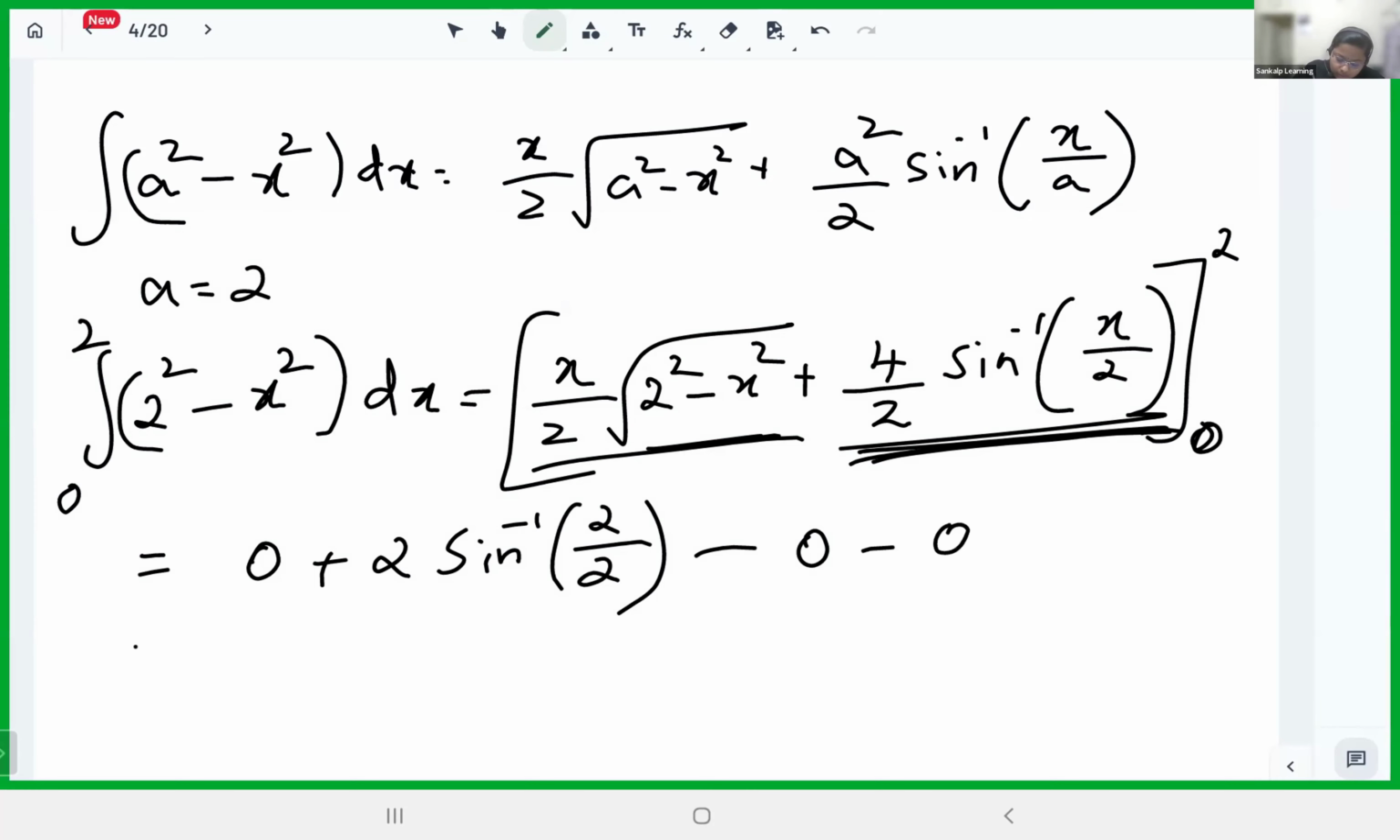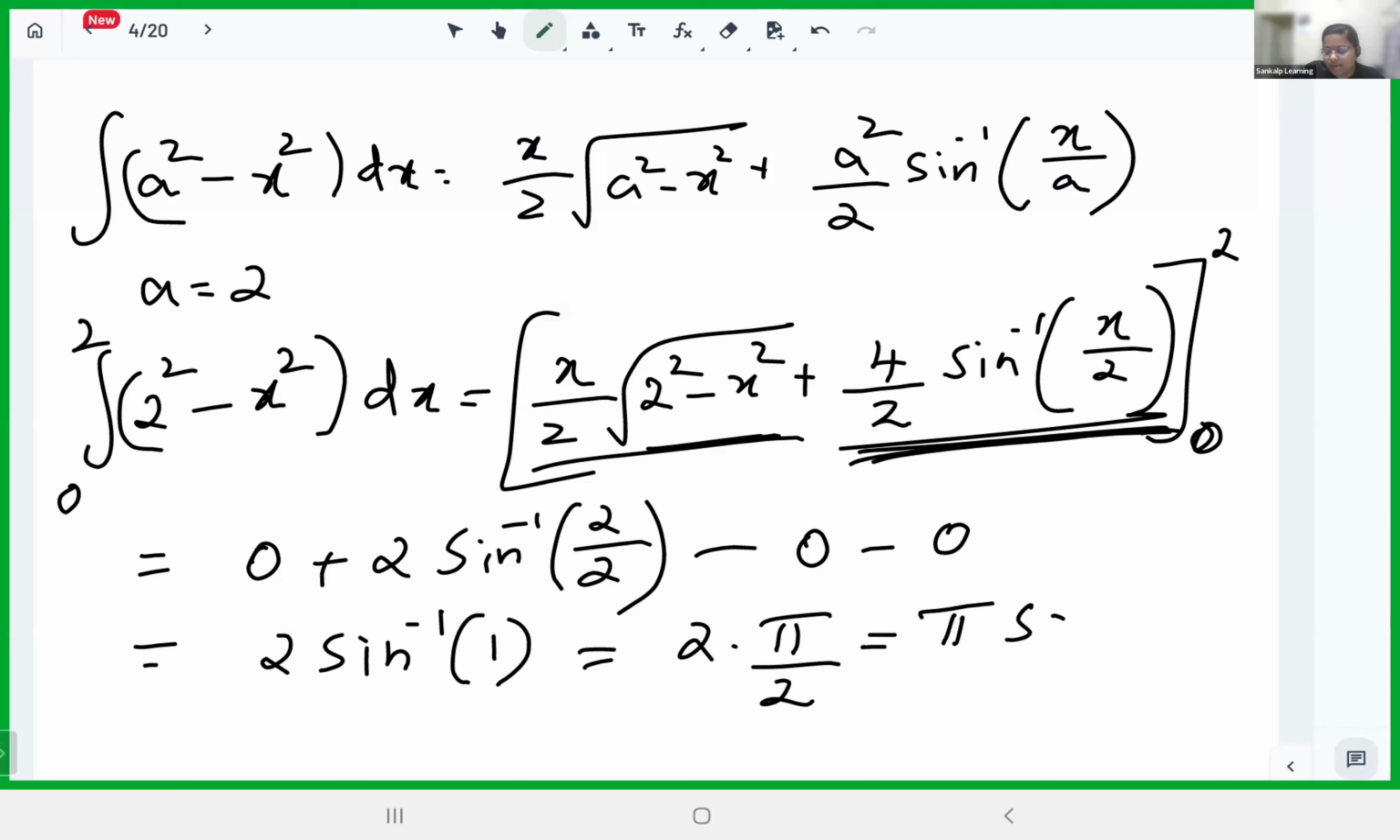Alright, so this is equal to 2 into sine inverse of 1. What is the value of sine inverse of 1? It is pi by 2. 2 into pi by 2, what is it? It is pi square units.